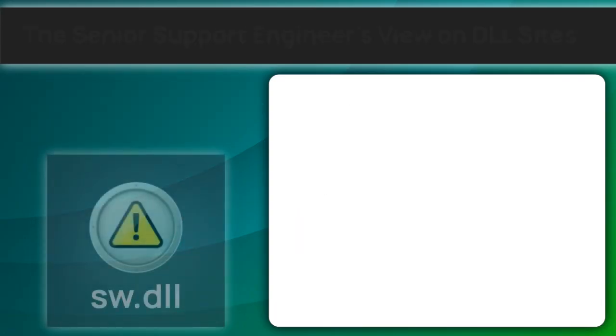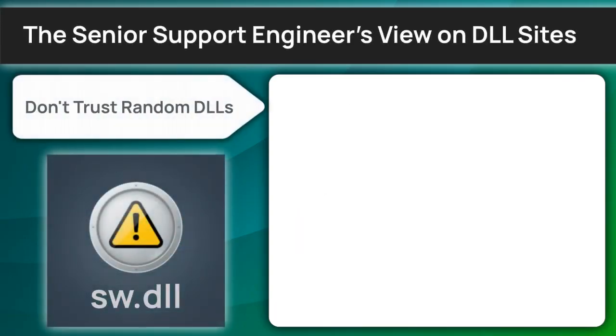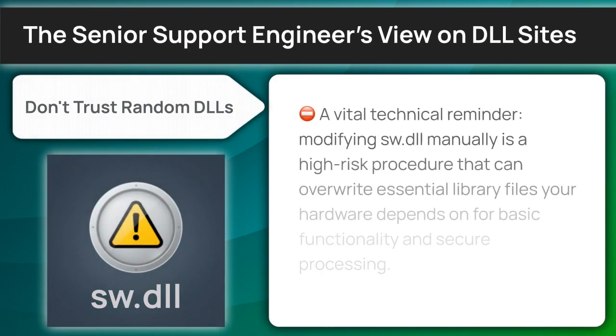To protect your system architecture, I have a few recommendations regarding file authenticity. The risk of a blue screen of death increases significantly when you attempt to manually swap out files like Sw Library DLL in your System32 folder.